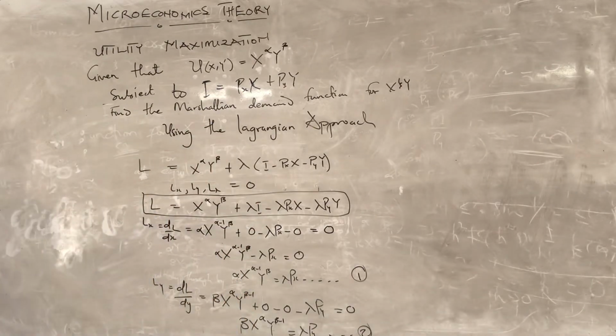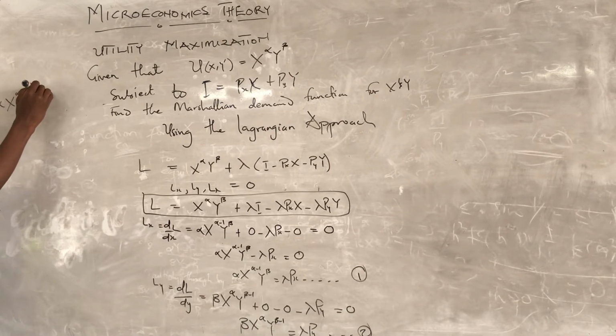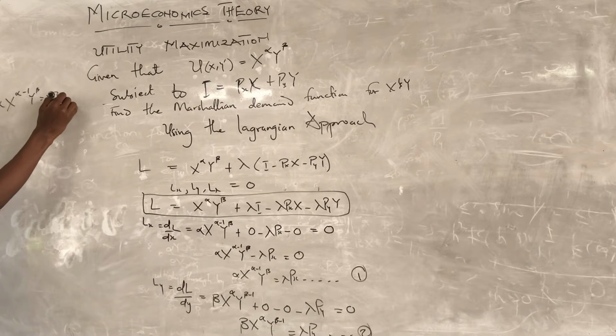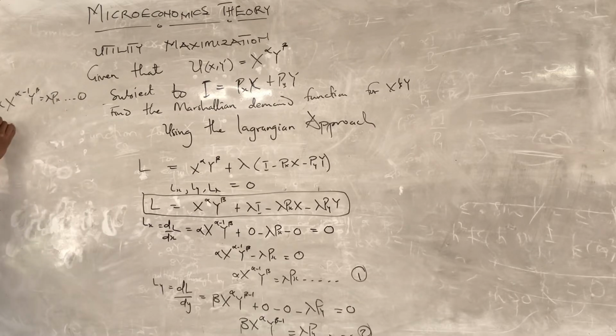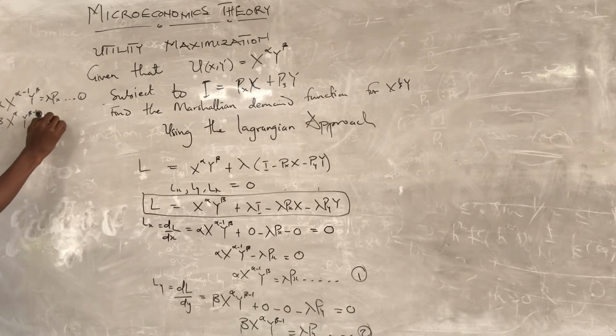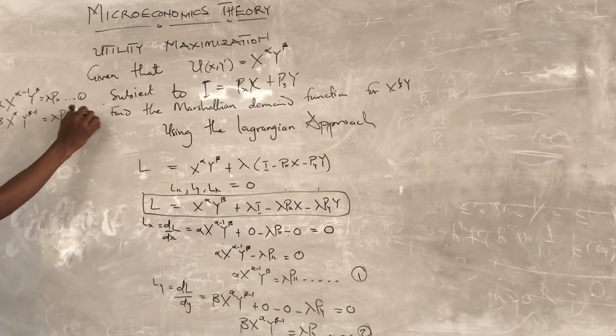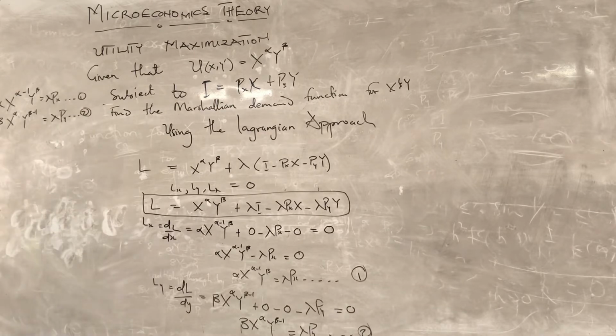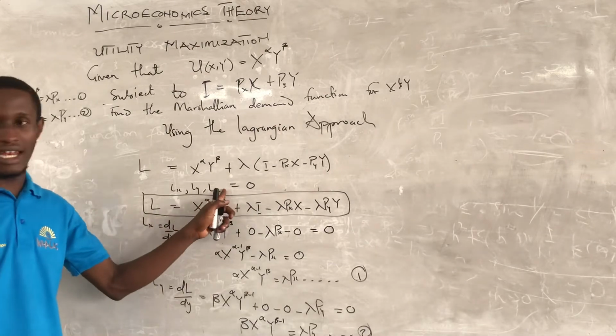So I'll try and write that one also. So alpha x^(alpha minus 1) y^beta equal to lambda px, that is 1, then beta x^alpha y^(beta minus 1) equals lambda py, 2. Now I have to differentiate with respect to lambda.